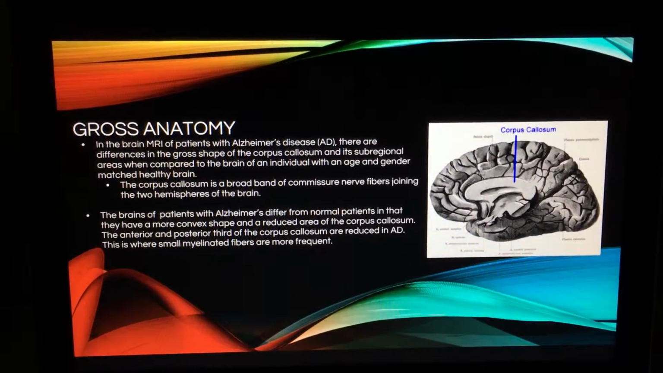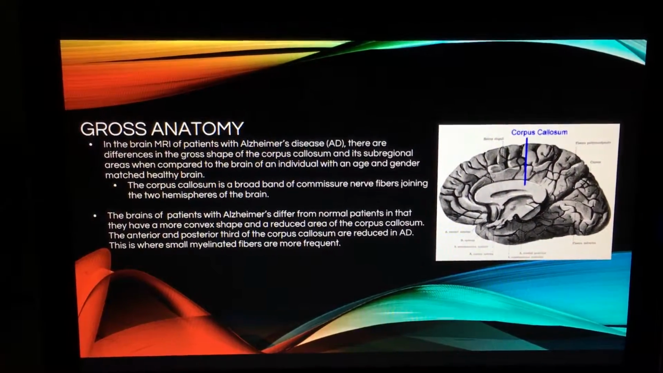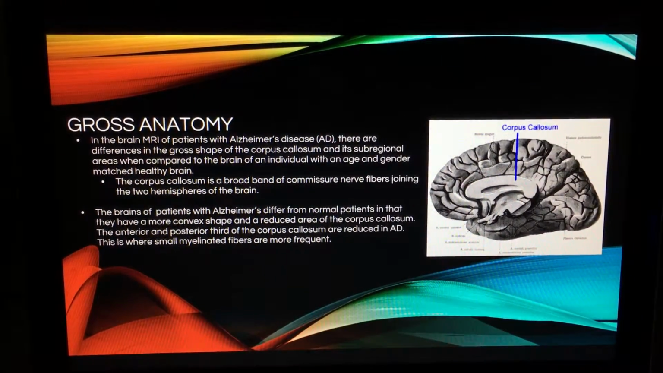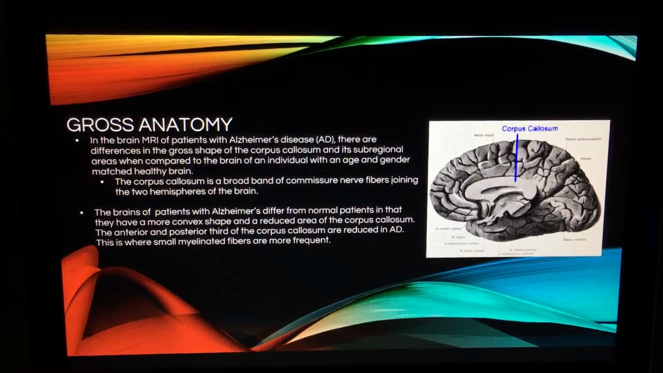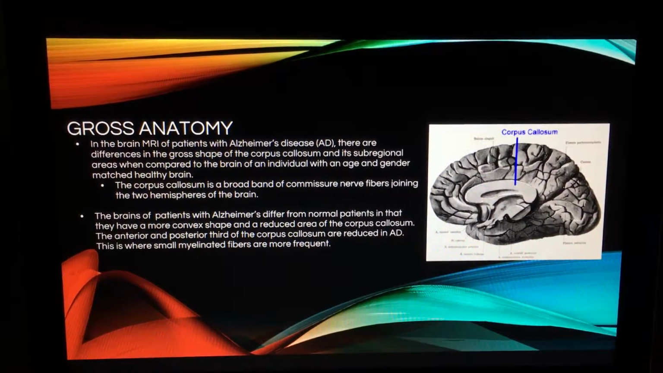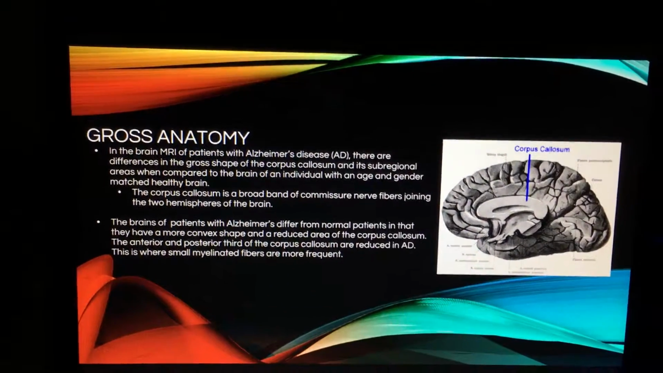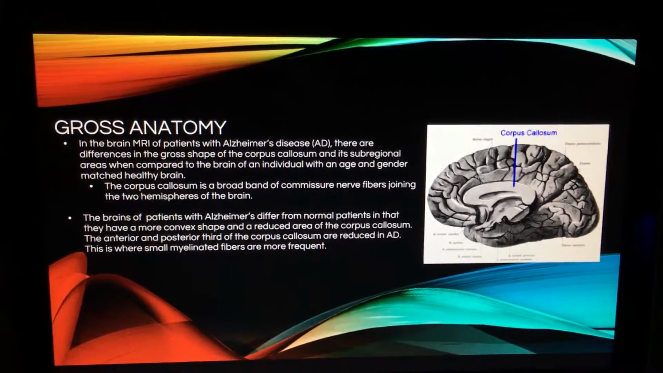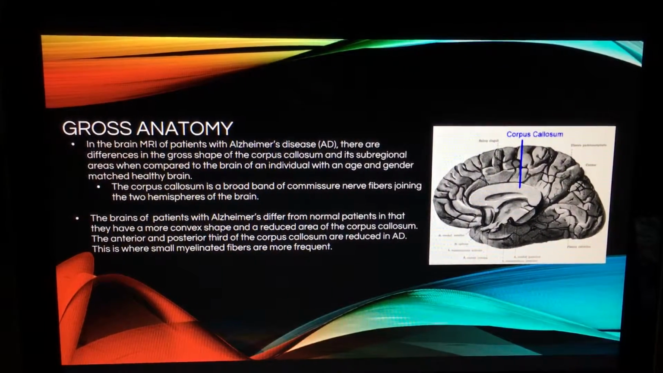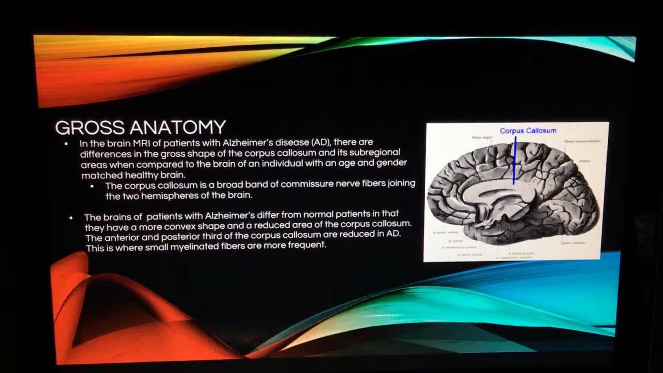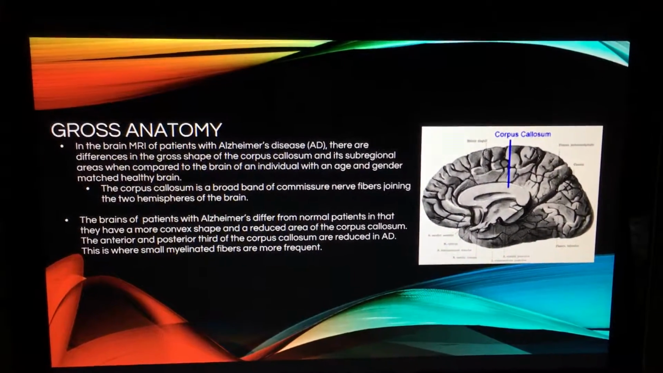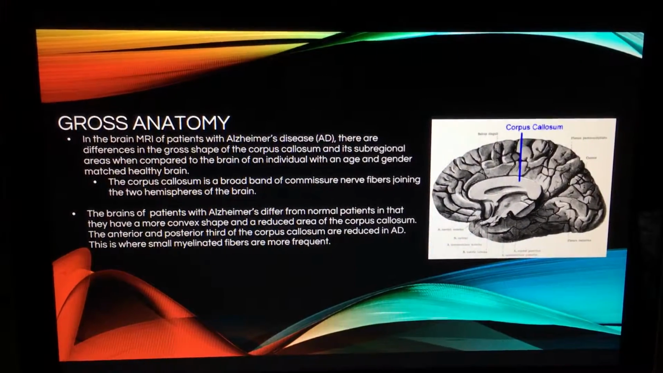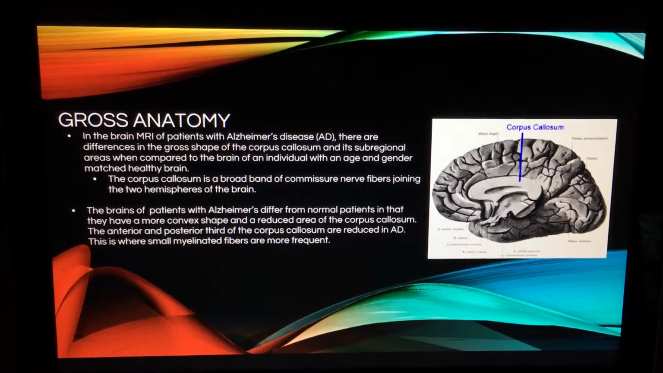First, we're going to go over the gross anatomy. In the brain MRI of patients with Alzheimer's disease, there are differences in the gross shape of the corpus callosum and its subregional areas when compared to the brain of an individual with an age and gender matched healthy brain. To the right, you can see in the figure the corpus callosum. The corpus callosum is a broad band of commissured nerve fibers joining the two hemispheres of the brain. The brains of patients with Alzheimer's differ from normal patients in that they have a more convex shape and a reduced area of the corpus callosum.